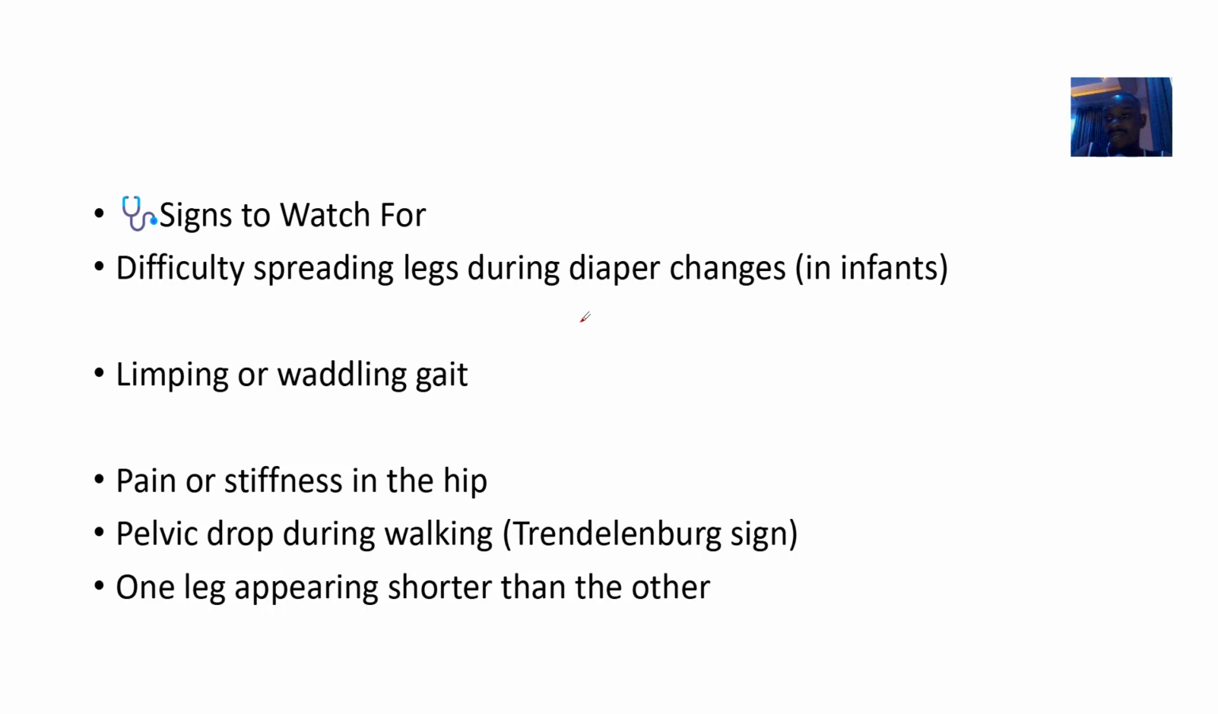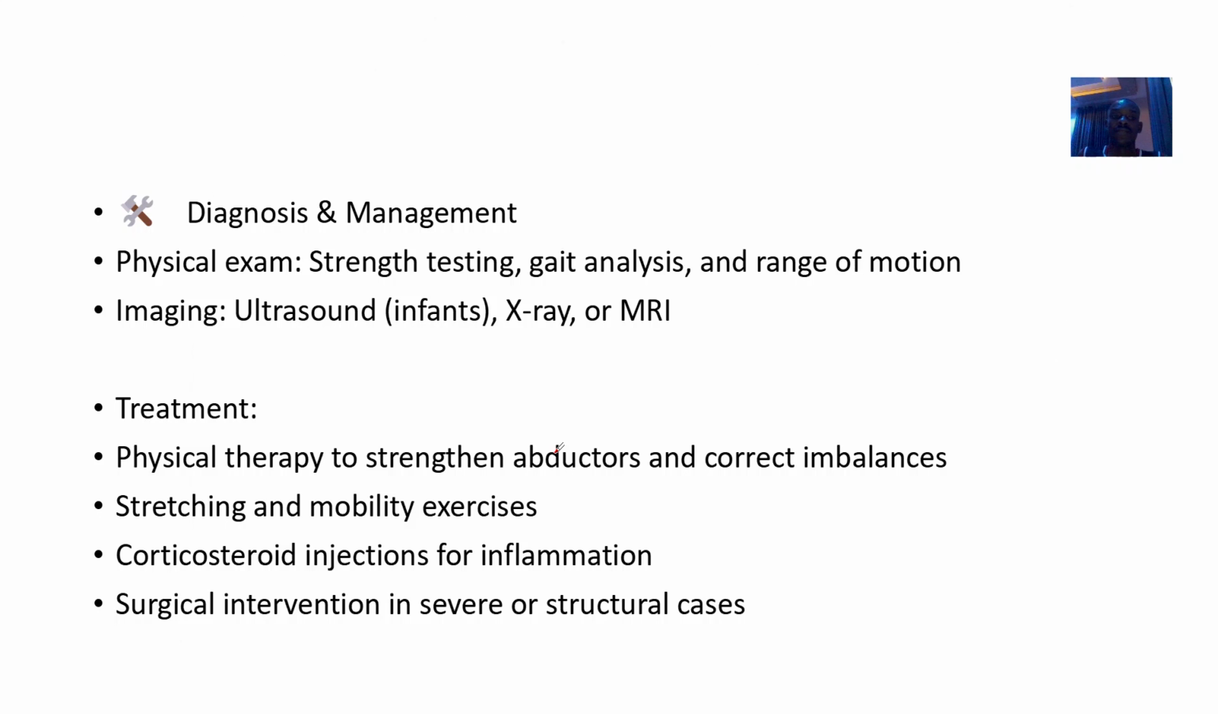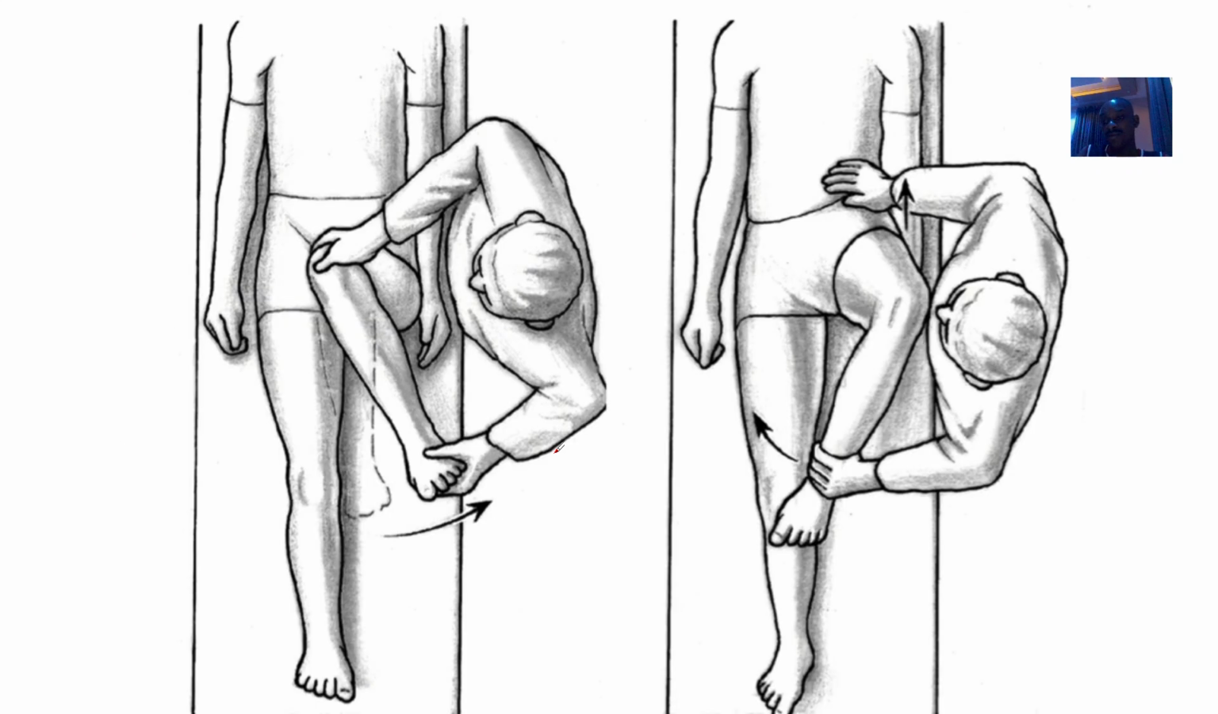So signs to watch out for is if the same person is having limping and waddling gait. You understand? Or when you are putting diapers on your baby, just notice, are the legs moving very well and back? If the hip is stiff or there is pain, all right, pelvic drop during walking, one leg appearing shorter than the other one. You see, even adults do this.